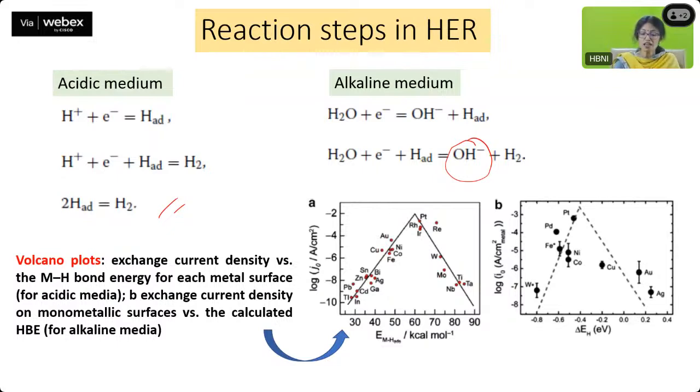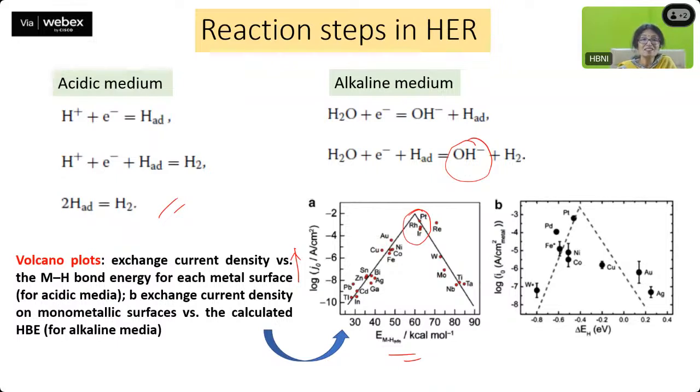So now the effectivity or efficiency of a catalyst is generally measured in the form of volcano plots. So this is your exchange current density versus the MH bond energy. This is your exchange current density and this is your metal hydrogen bond energy for each of the metal surfaces in case of acidic media. In this particular case, you see that you have different kinds of materials in the plot. In this volcano plot, you will find platinum, rhodium, and iridium. They are occupying the highest position.